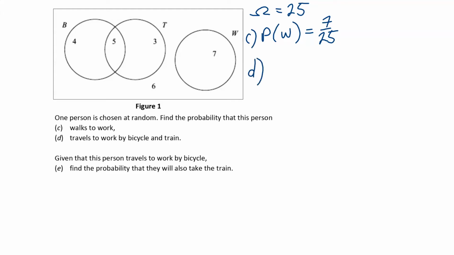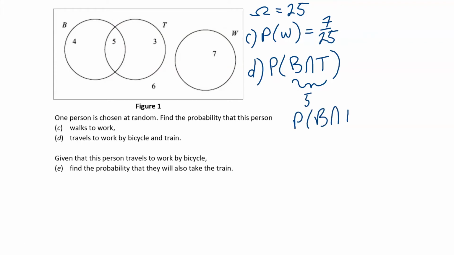Question D says, what is the probability that this person travels to work by bicycle and train? So we're looking for the probability that they take the bicycle and they sometimes take the train. So first we want to figure out how many people are in that intersection. The number of people who take the bicycle and take the train are the intersection between those two spaces, which is 5 people. So the probability of B intersection T is equal to 5 out of 25, or 1 out of 5.